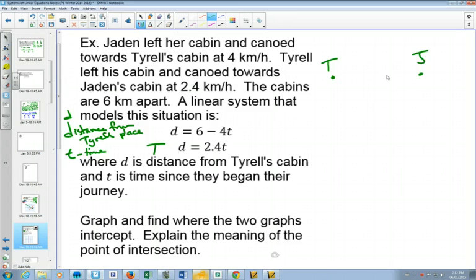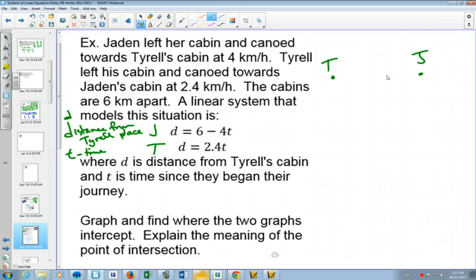That's how fast he's going, and at time 0, he's right at his house. The distance from his house would be 0. Why is there 6 in the other equation? Is she going 6? No, she's going 4, but they're 6 kilometers apart. Okay, they're 6 kilometers apart.